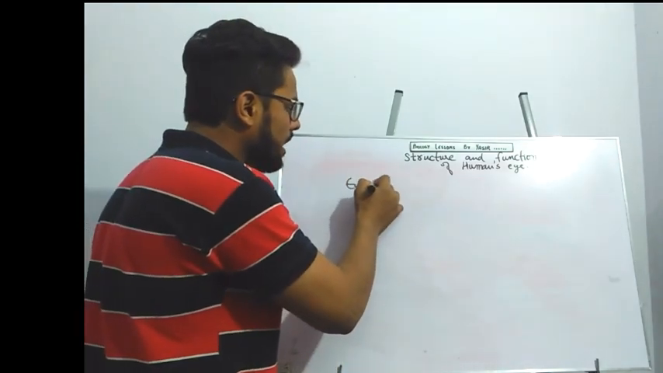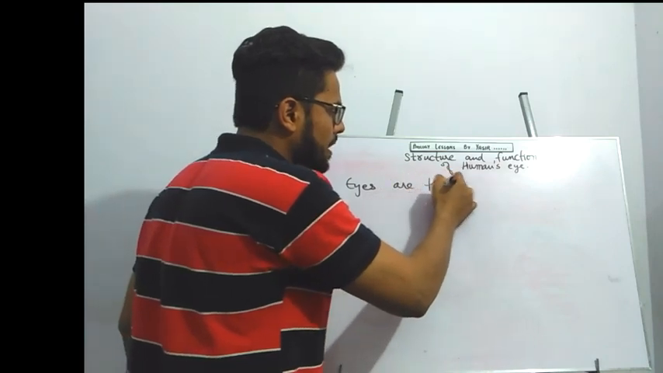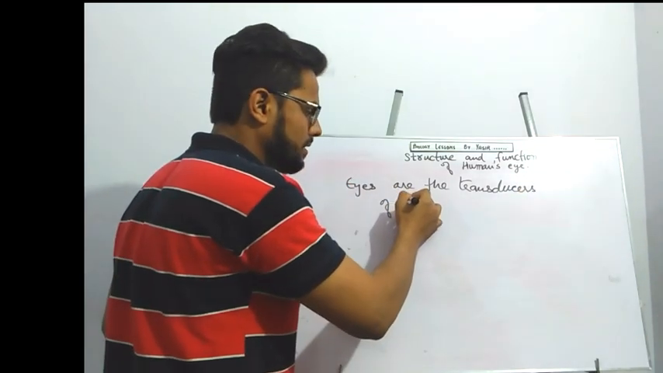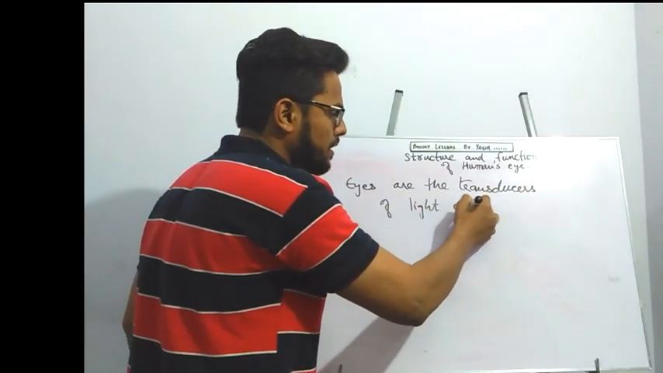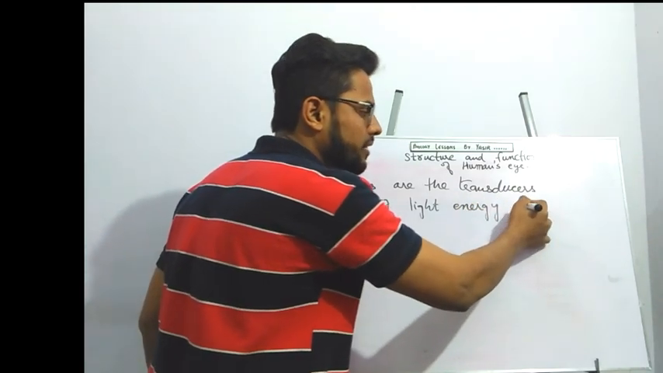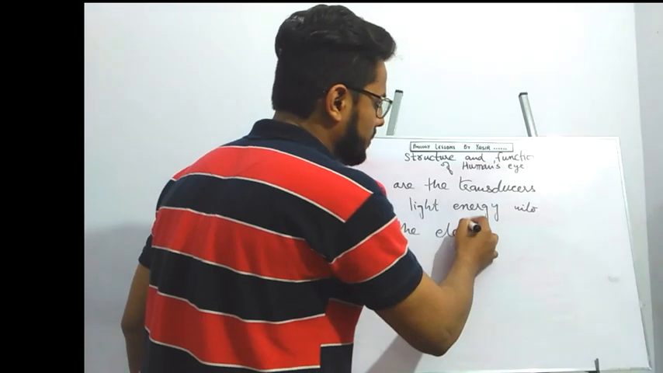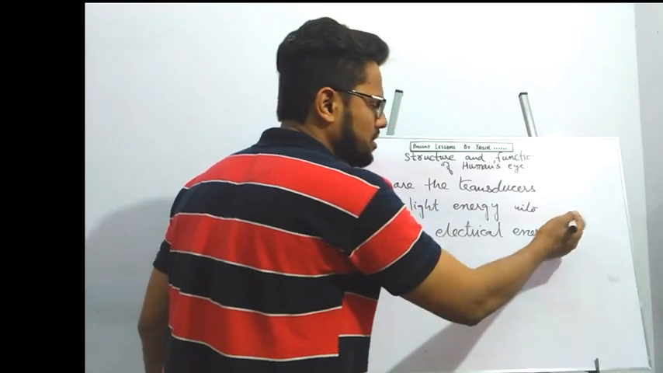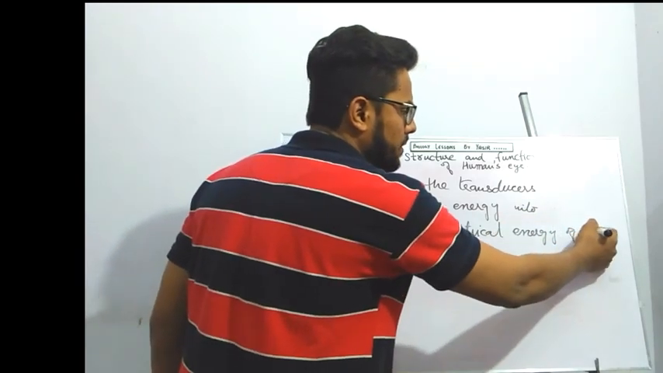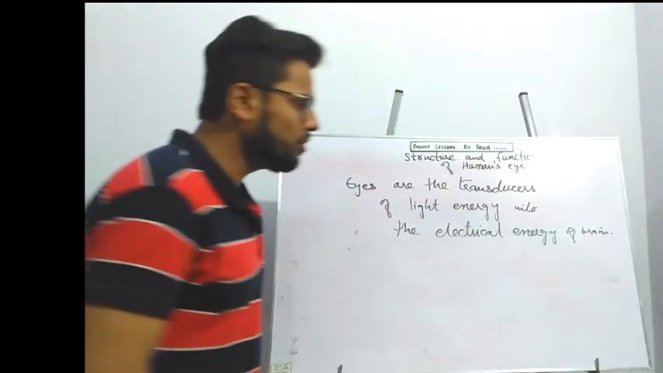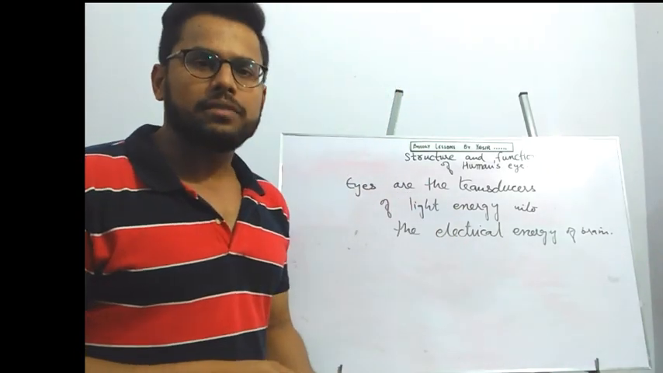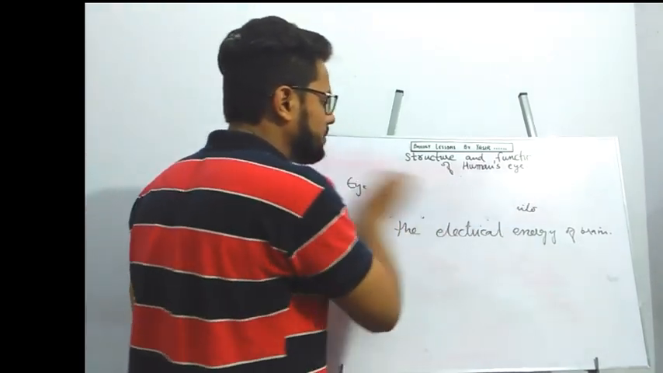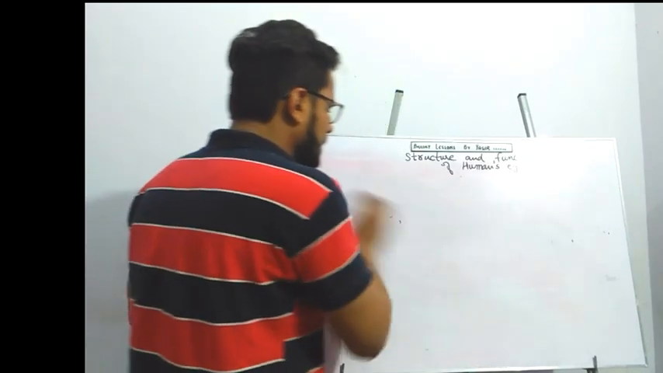So the eyes are the transducers of light energy into electrical energy, or you can say into the electrical impulses of the brain. First of all, the light comes from the external environment and the eye converts the light energy into electrical energy. So we shall discuss the structure and the function of the human eye in detail.